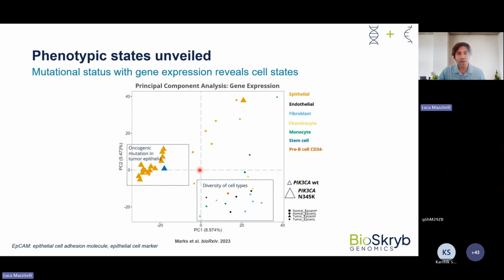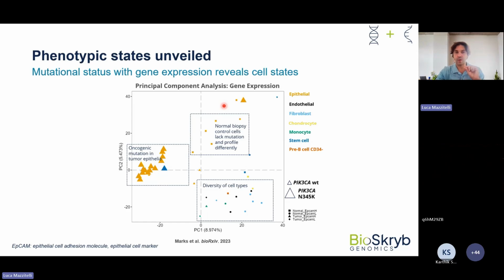Over here, we have epithelial cells that are clustering together, also because most of those cells are carrying a specific mutation in the gene PIK3CA, which is the mutation N345K, an oncogenic mutation for tumor epithelial cells. And here you can see the epithelial cells that are not carrying the mutation. Those are the normal biopsy control cells that are lacking the mutation, and they profile slightly differently.